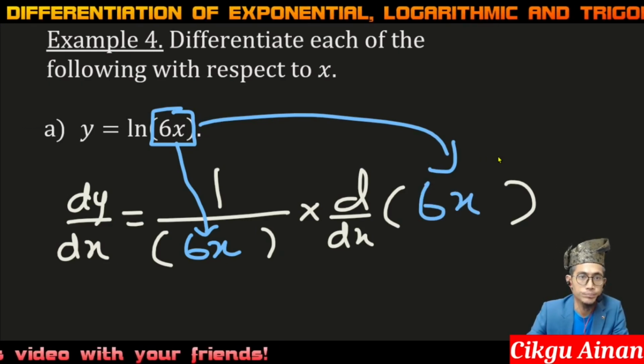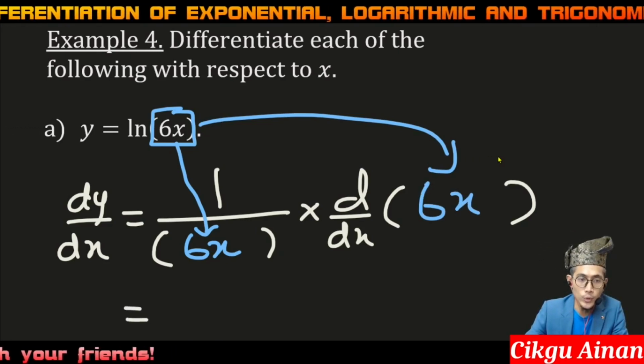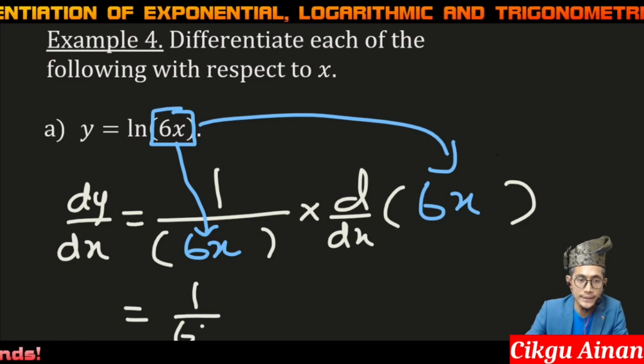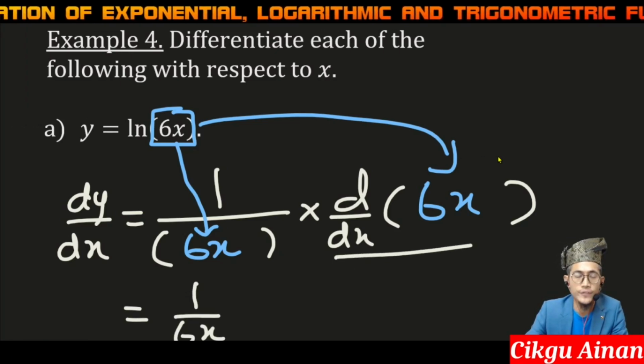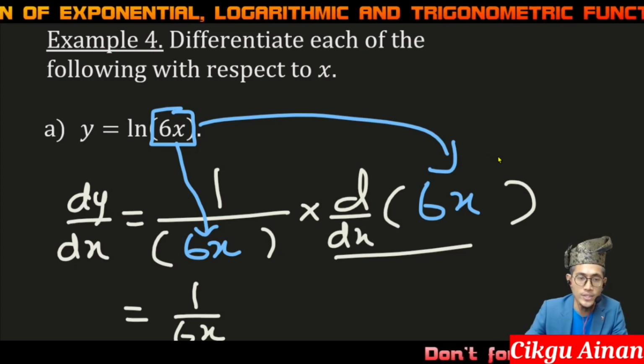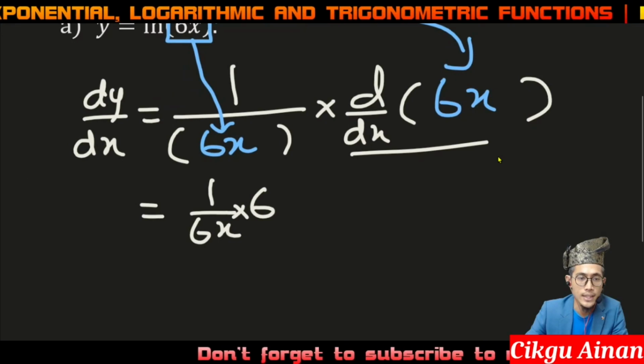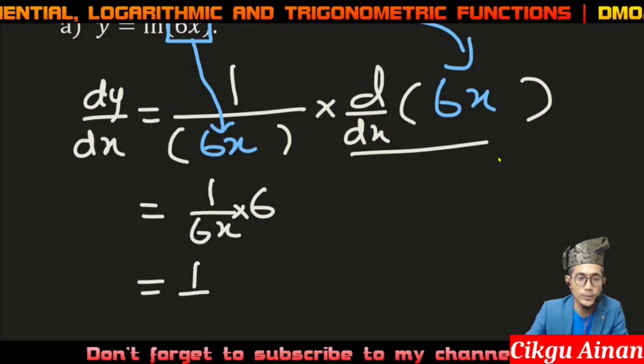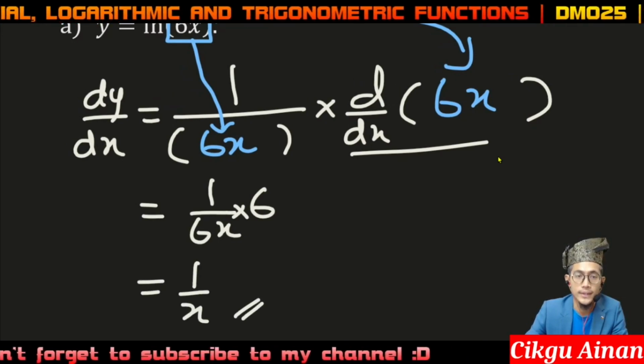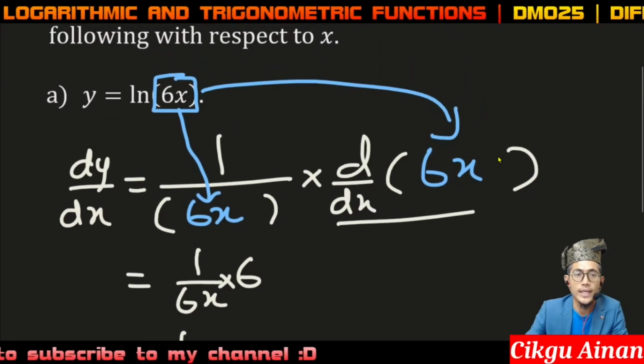Now we follow through. So this one is 1 over 6x. This one we differentiate 6x with respect to x, and we get 6, multiplied by 6. Therefore, we simplify to have 1 over x. So that's the first one.